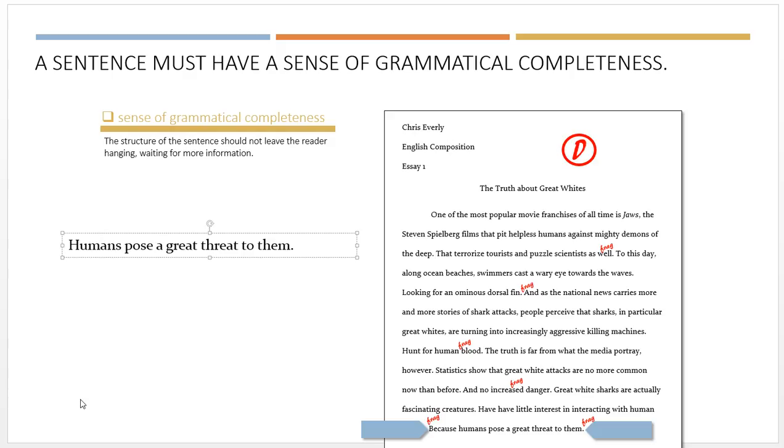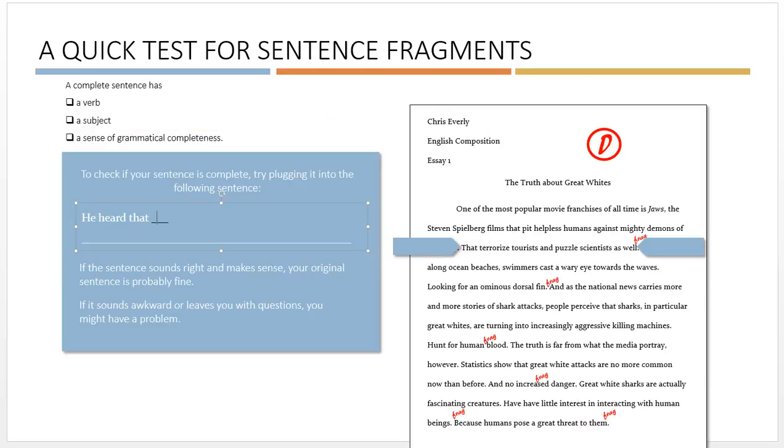Next, I'm going to show you a quick test you can use to determine if your sentence is complete or if it's a fragment. A quick test I use to see if a sentence is complete or a fragment is to plug it into this sentence here. He heard that. If I take a sentence and plug it in and it sounds right and makes sense, then the sentence is likely okay. But if it sounds awkward or there's something strange about the structure, it's probably a fragment.